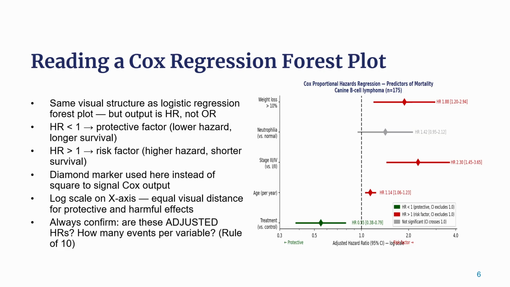Always check: how many events were there? The rule of 10 from logistic regression applies here too. You need approximately 10 events per covariate in the model, and confirm these are adjusted HRs, not crude ones.